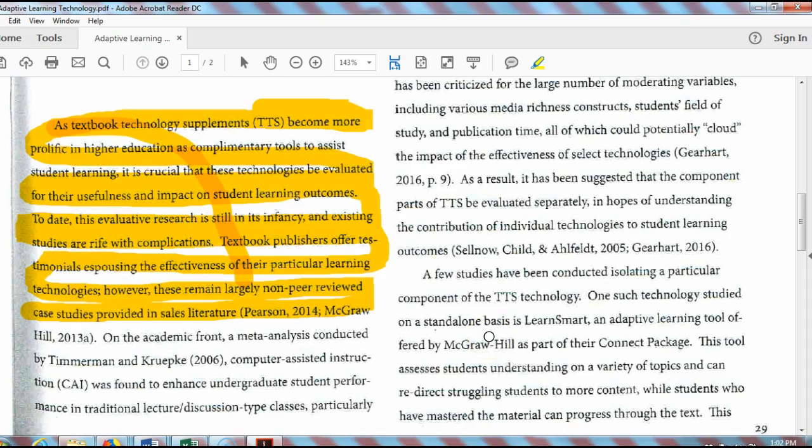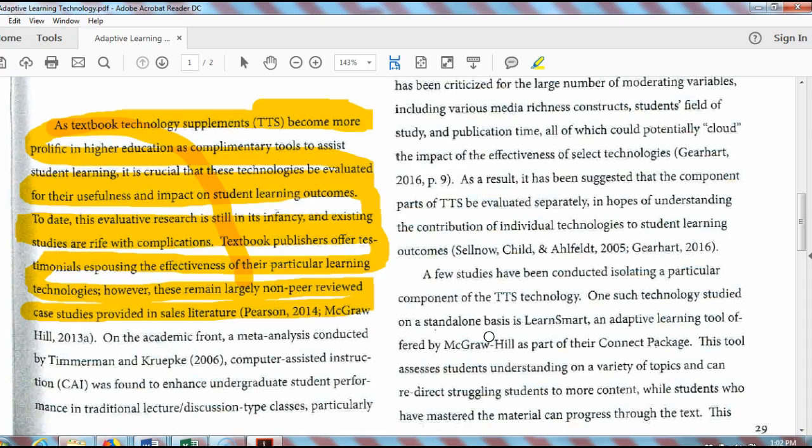So as textbook technology supplements become more prolific in higher education as complementary tools to assist student learning, it's crucial to... okay. So what we're saying there is, look, when you buy textbooks, the publishers of those books provide a lot of supplemental tools for the instructor to use. What are those supplemental tools?